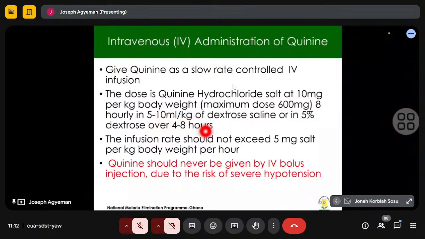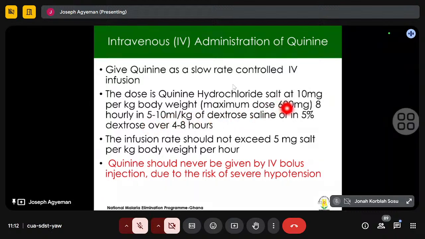That's recommended. So for example, for a 60 kg patient, if you calculate and you get 600 milligram, it means 60 kg times 10 mil is also 600 mil. But note that it is between 5 to 10. So it means you can go back and use 500 mils, which falls within 5 to 10 mils.